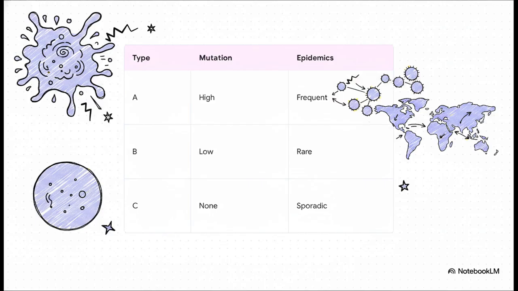Why? Because of its high mutation rate, a phenomenon known as antigenic drift. This drift is what causes major worldwide epidemics. It's just in a continuous state of antigenic change. Type B, on the other hand, is much more stable and only rarely causes epidemics, while type C is just a single stable form that pops up sporadically.